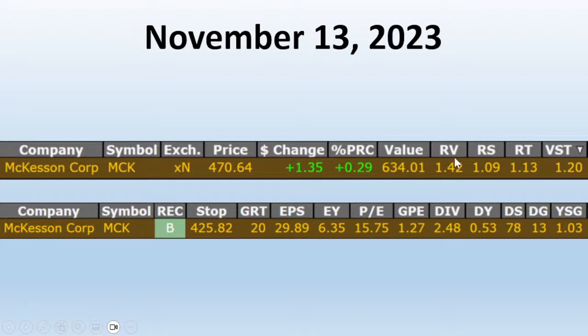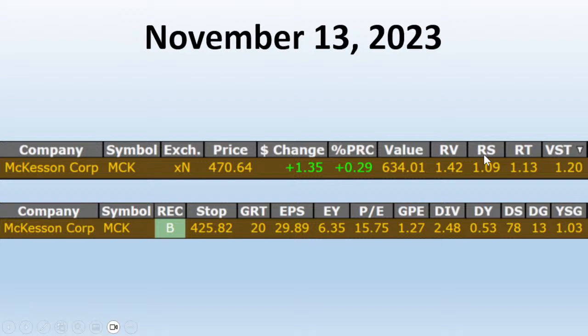Those two indicators are relative value and relative safety. Both of these indicators are on a 0 to 2 scale. Above 1 is good, below 1 is bad. Both are fundamental indicators, and both look at debt to equity ratio, earnings growth, earnings per share, sales volume, price volatility even. And all of that data is put into those two indicators.